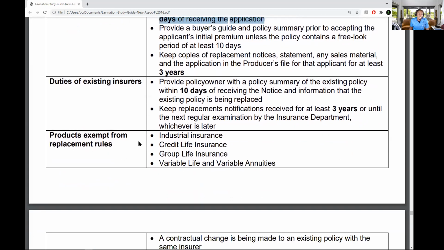So, products exempt from replacement rules. Just like I was explaining earlier about the solicitation rule, not every product follows that guideline or rule. There are some products the replacement rule does not apply to. For example, industrial insurance. The replacement rule does not apply to credit life insurance. The replacement rule does not apply to group life insurance. You saw those two already. The replacement rule does not apply to variable life or variable annuities.